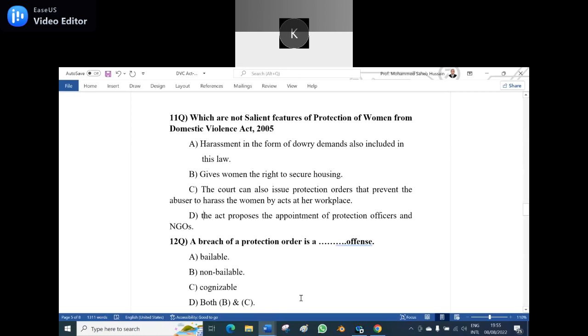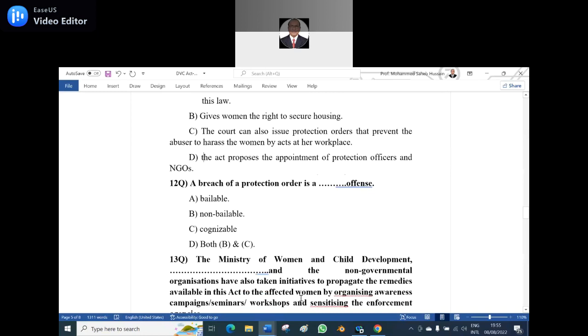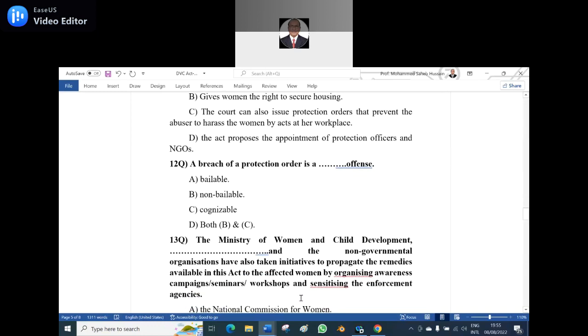It is right. No, it's non-bailable. It is non-bailable, also non-compoundable and cognizable. So it's non-bailable, we can say. Of course, it's cognizable again. So option D is the right answer.